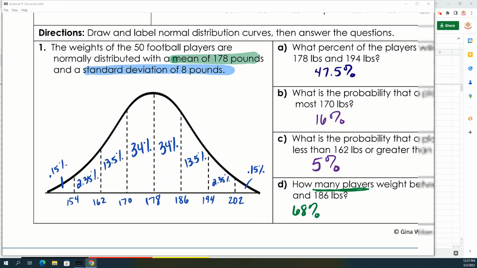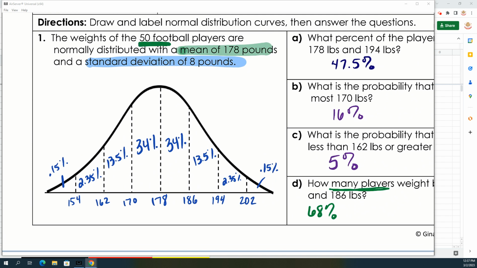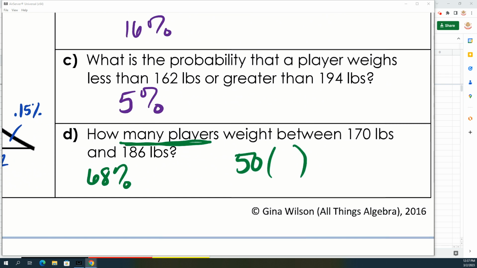So if we want to know how many players make up 68%, we have to go back to the problem where it says there's 50 total players. And we're going to multiply that by 68%, but we can't multiply it by 68 because that's going to be way bigger than how many players you have. So what do you guys think we're going to multiply it by? 0.68. So 68% as a decimal, you move that over two places. You basically divide it by 100. So that should be 34 players.